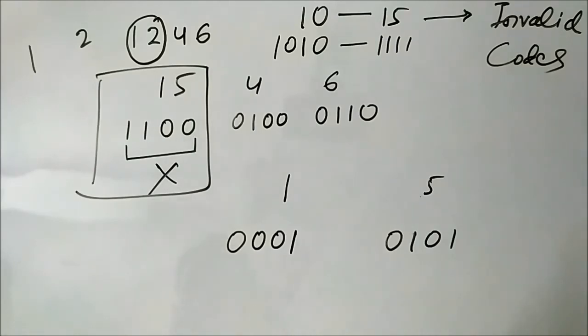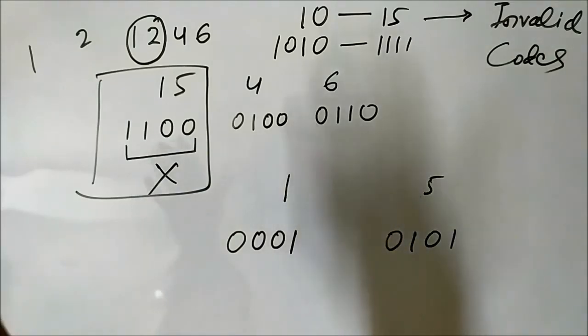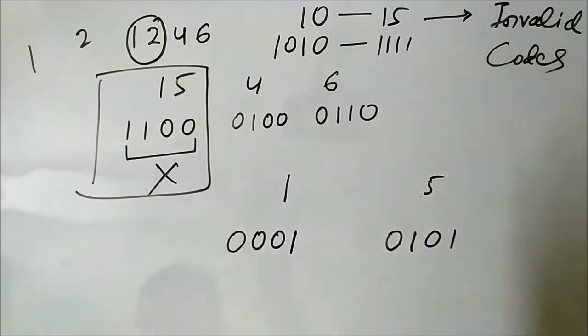So here we discussed how to convert a decimal number into BCD form. Now we will see how to convert any given BCD code into its equivalent decimal number. So let's do that.